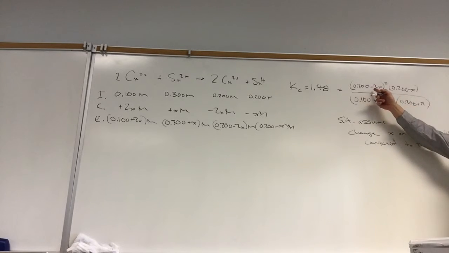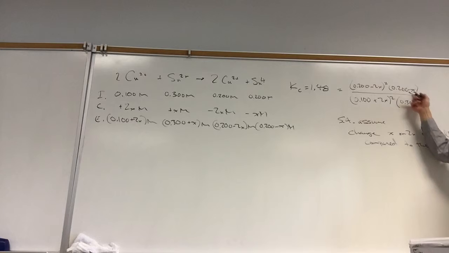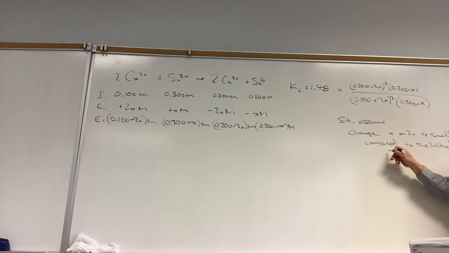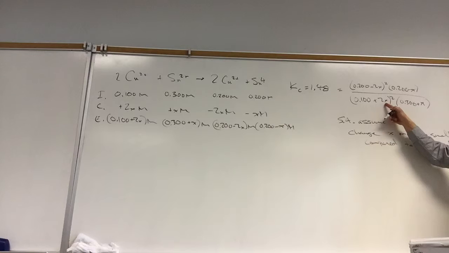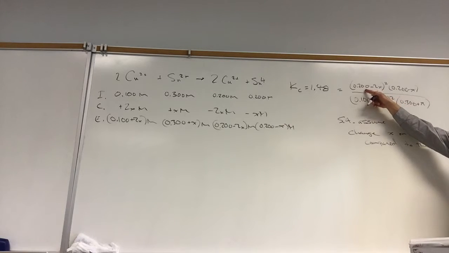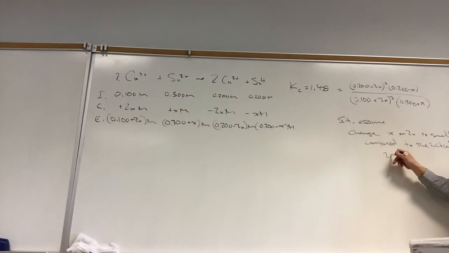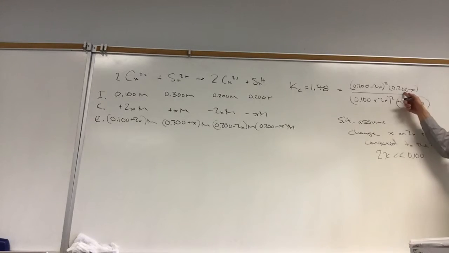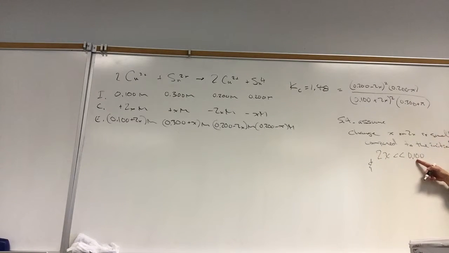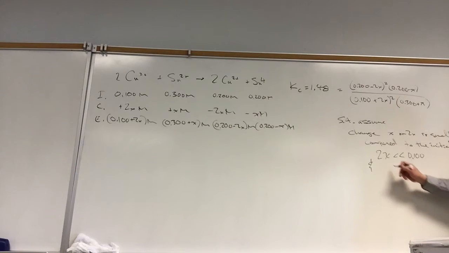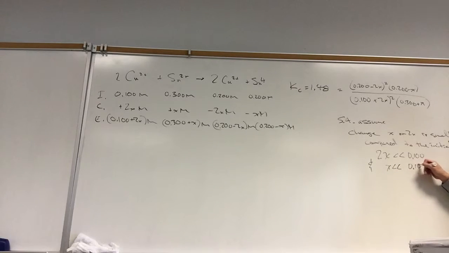And so this means that 2x is going to be much smaller than 0.100, and x should be much smaller than 0.200. Because these would be the biggest percent. I'm not going to say 2x is much smaller than 0.200, because if 2x is much smaller than 0.100, then it's got to be much smaller than 0.200. And so we'll just say 2x is much smaller than 0.100, and x, well, if 2x is smaller than 0.100, then x has got to be smaller than 0.200, right? But we'll just go ahead and put it in there.